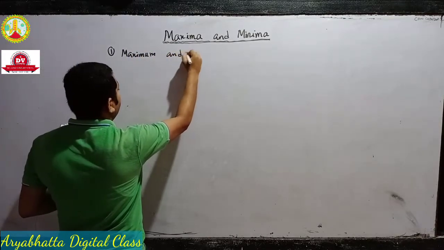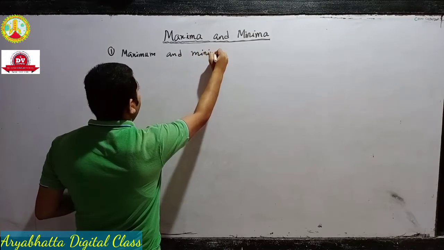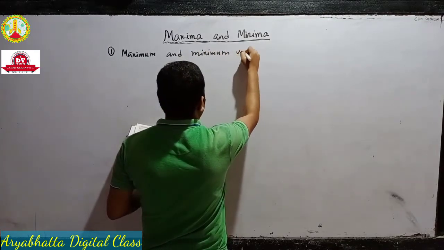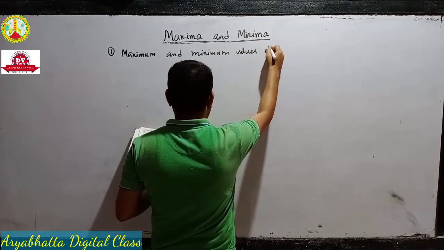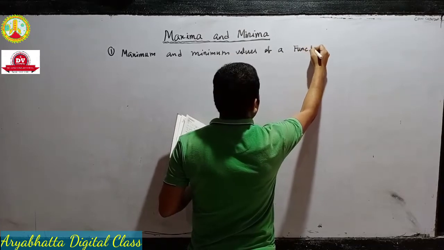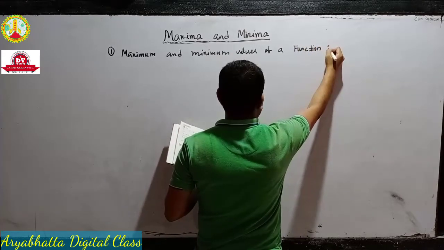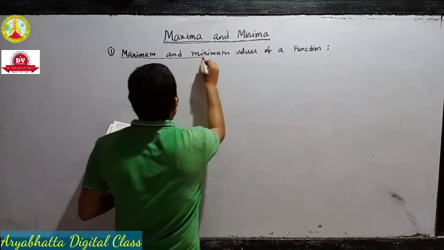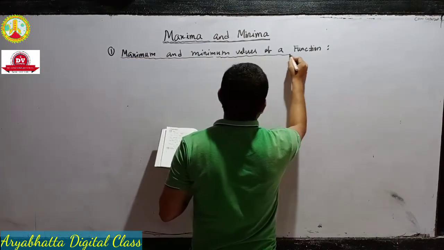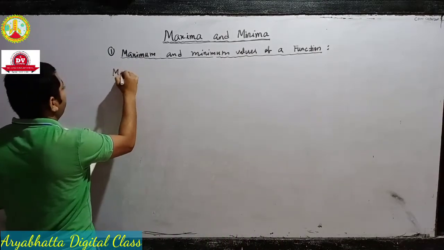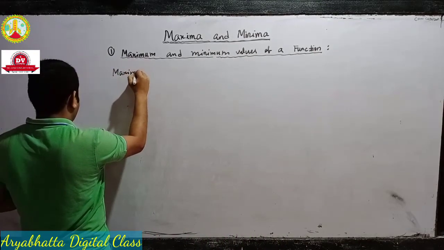Maximum and minimum values of a function. The definition of maximum.